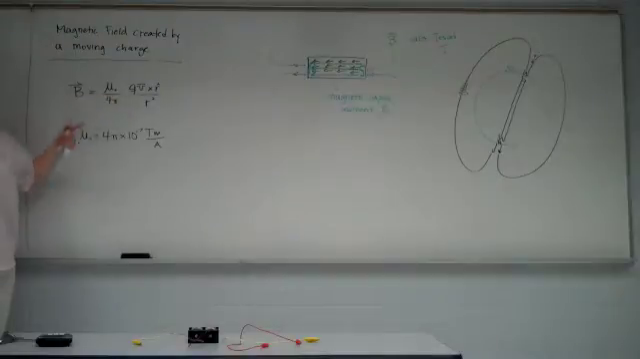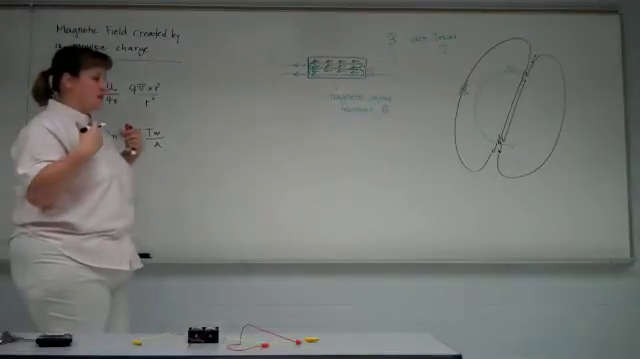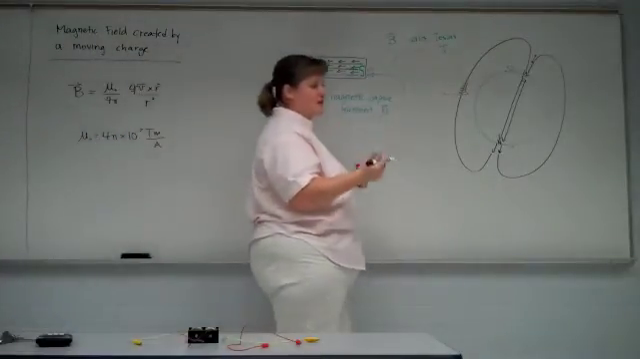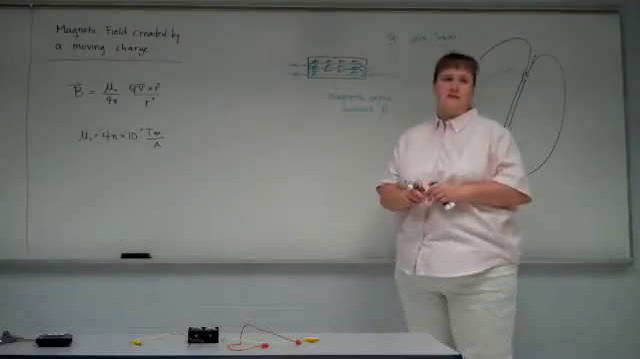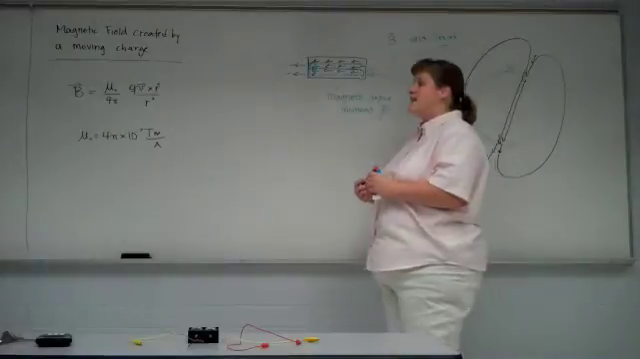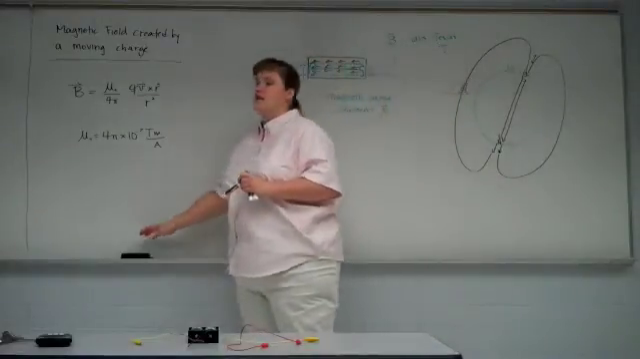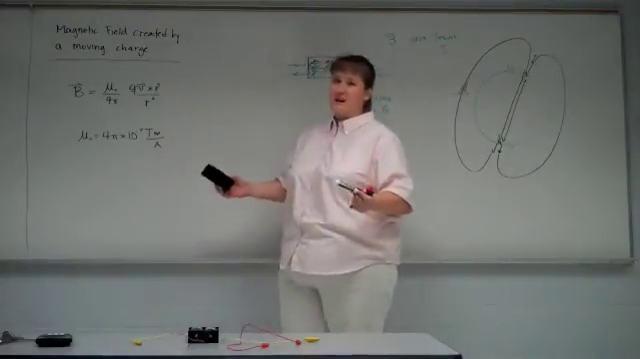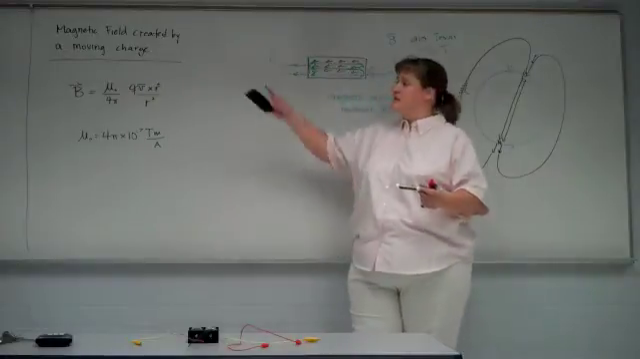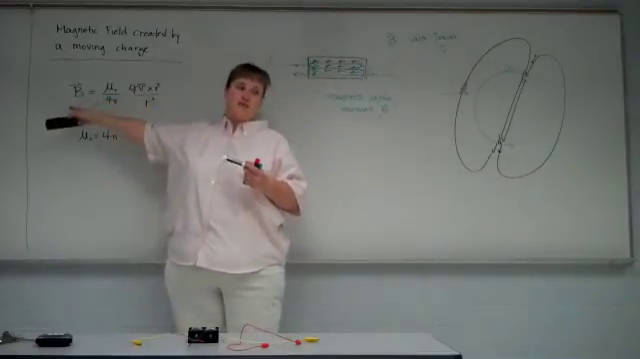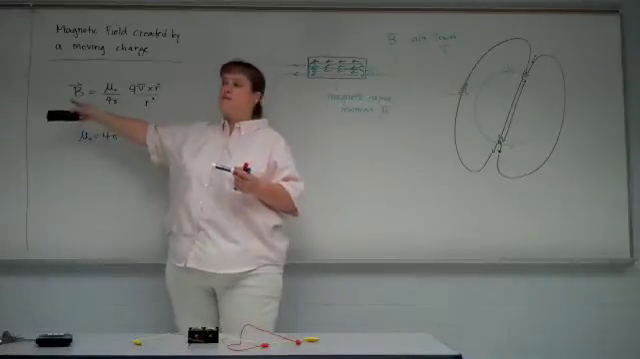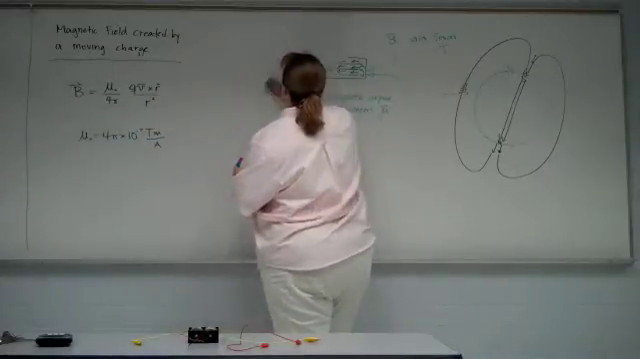Q in here is the charge of the moving charge that's creating the magnetic field. So whether it's positive or negative is going to be important. V is the velocity of our moving charge. Like we said, magnetism is due to moving charges. If our charge is not moving, if V is 0, then it's not producing a magnetic field. So the charge must be moving.